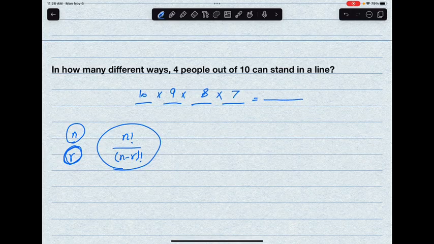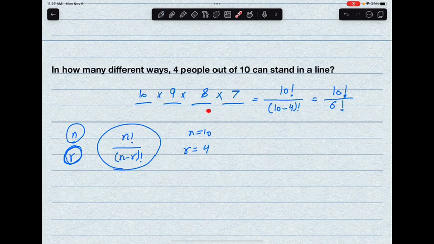So n is 10 and r is 4. So we're going to have 10 factorial divided by 10 minus 4 factorial, which is 10 factorial divided by 6 factorial, which is exactly the same as 10 times 9 times 8 times 7.